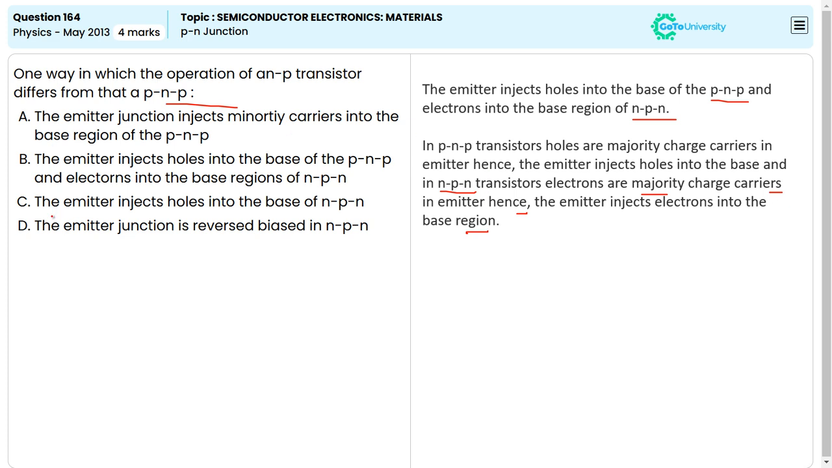So by seeing these four options, option B, the emitter injects holes into the base of a PNP and electrons into the base region of an NPN. This is correct. So option B is the right answer here.